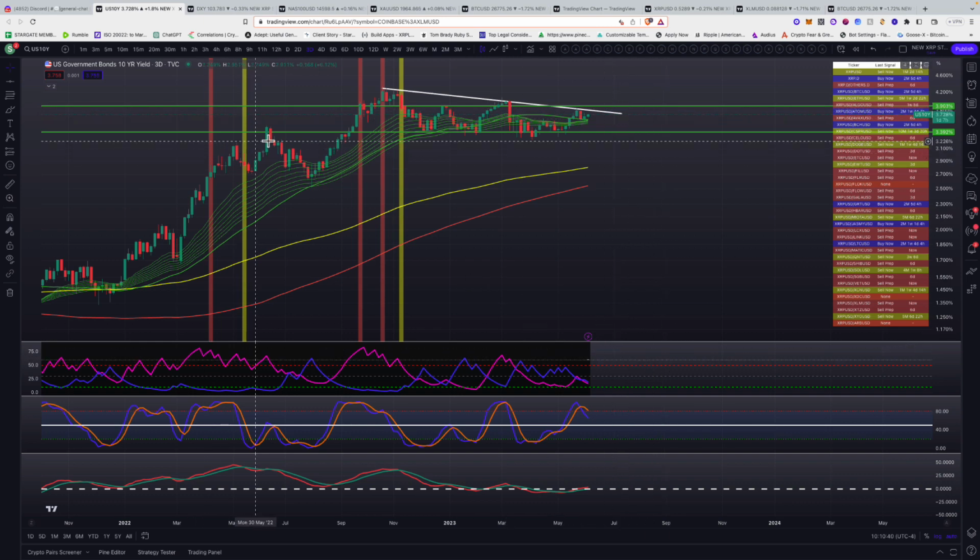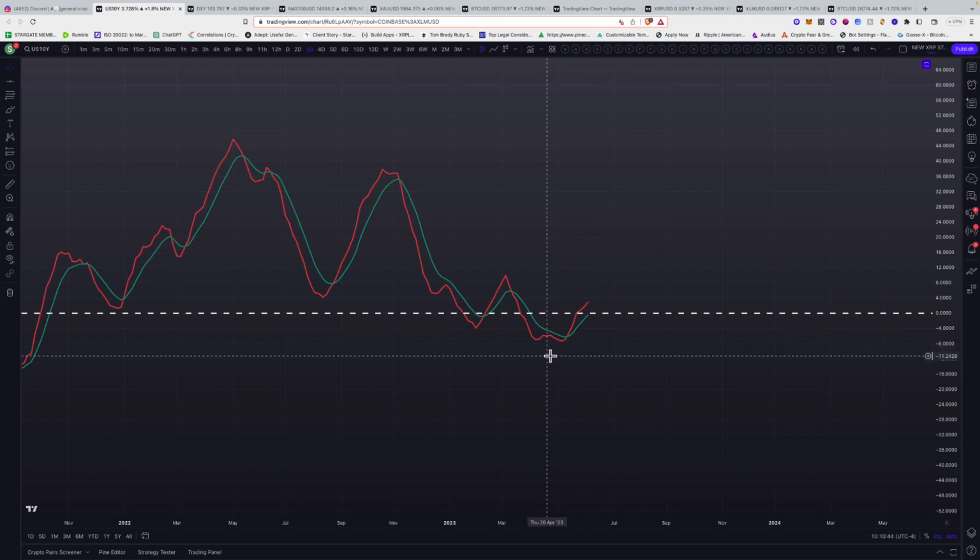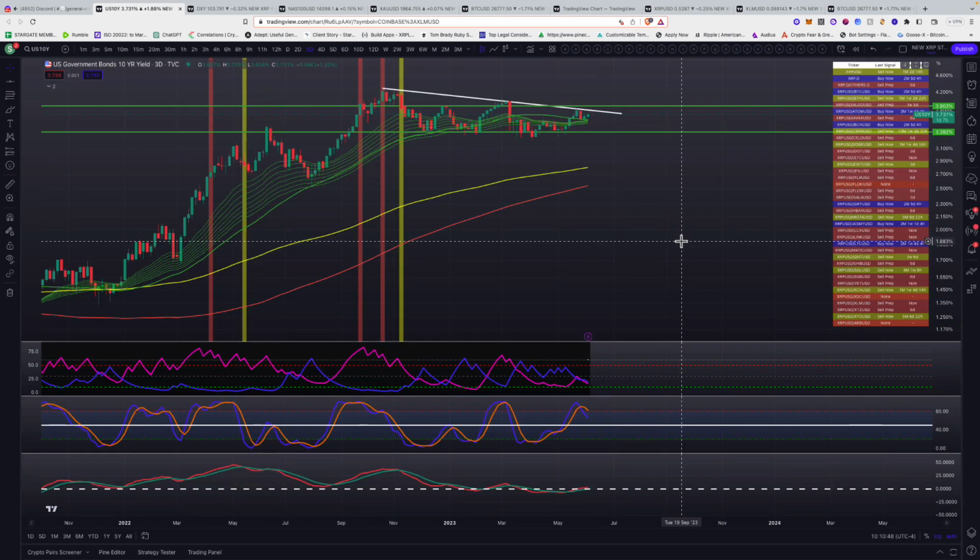But right now we do have the momentum on the 3-day chart headed down for the stock RSI. The TSI is poking above the zero line. So we're going to have to see over these coming days how the stock RSI reacts. If it crosses up here, then we could see a pump up and a retest of the 3.9%.